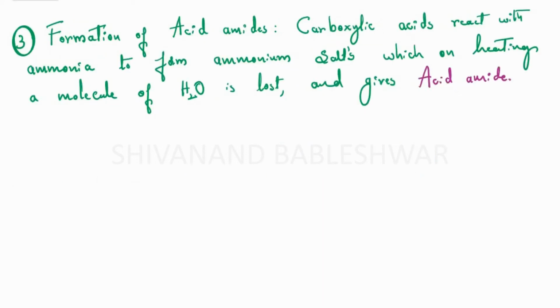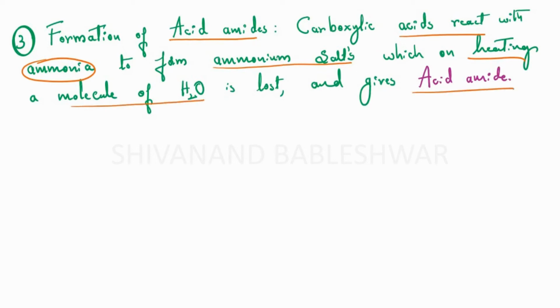Now we have the third reaction, and that is the formation of acid amides. Acid amides have the formula R C double bond O NH2. One has to remember this formula: RCONH2. So carboxylic acids, when treated with ammonia, give ammonium salts as intermediates, and on heating a molecule of water is lost, and we will have our product called acid amides.